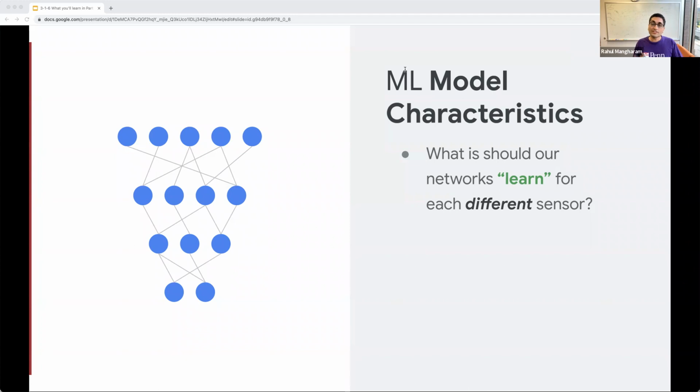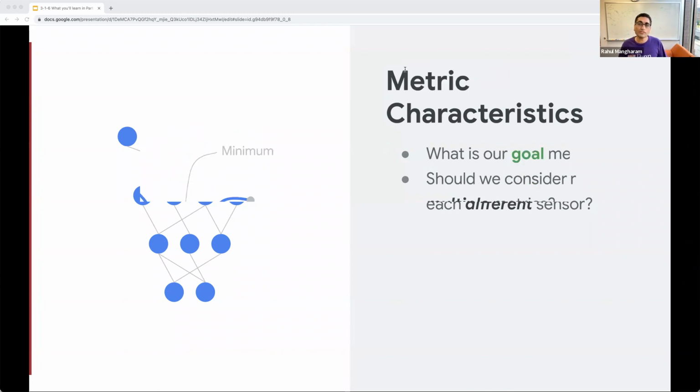So you should ask yourself, are all neural networks the same in order to deal with sensors? That's the question that we're going to try and answer in this course. Then, of course, what metric are we going to go after to evaluate how good our machine learning model is actually going to be.